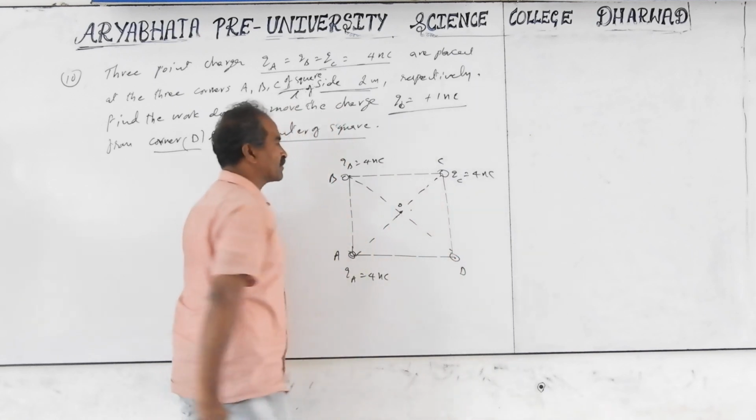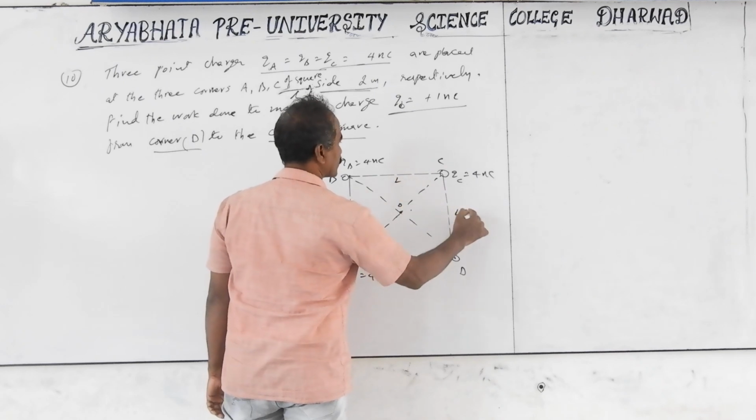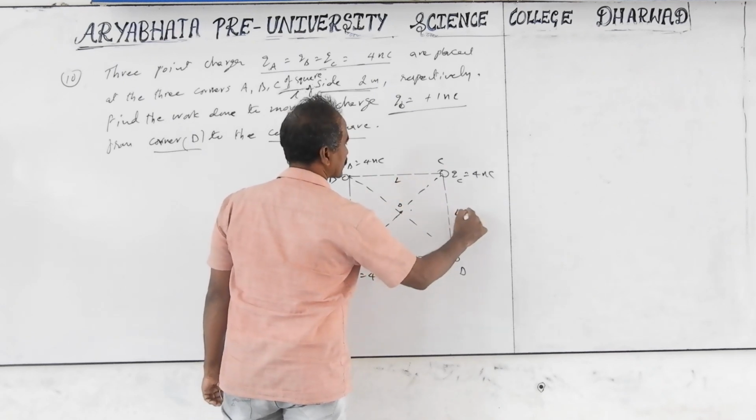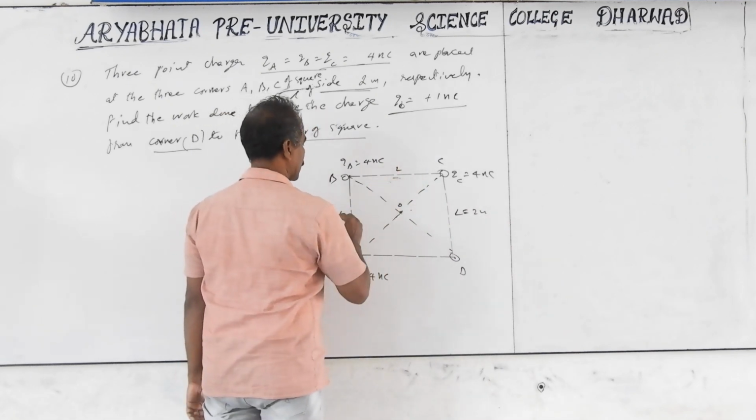Sometimes Q is given as well. I will take the side length as L, you can take A or any symbol. The side length is equal to 2 meters, all sides 2 meters.